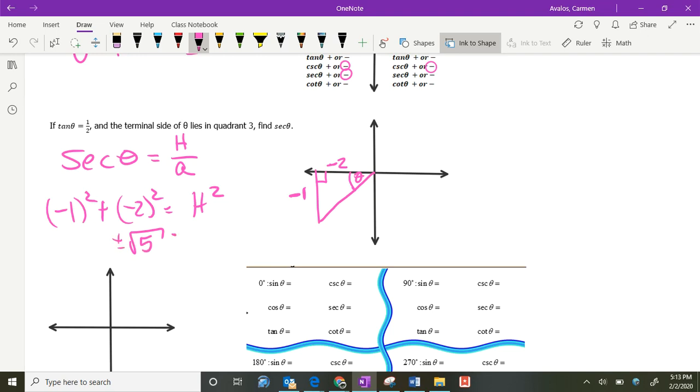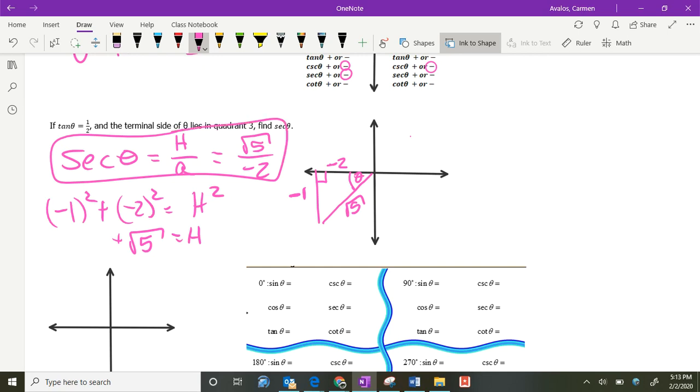It's actually plus or minus the square root of 5, but we're talking about a distance. We're not going to be talking about the negative, and so the negative is going to go away, and it's just positive, because we also said that this one here was going to be positive. So that's going to be the square root of 5. So the secant of theta is going to be the hypotenuse, the square root of 5, over the adjacent, which is negative 2, which makes sense that it's going to be negative because cosine is negative. All Students Take Calculus: the trig ratios are going to be negative in the third quadrant, and that is your answer.